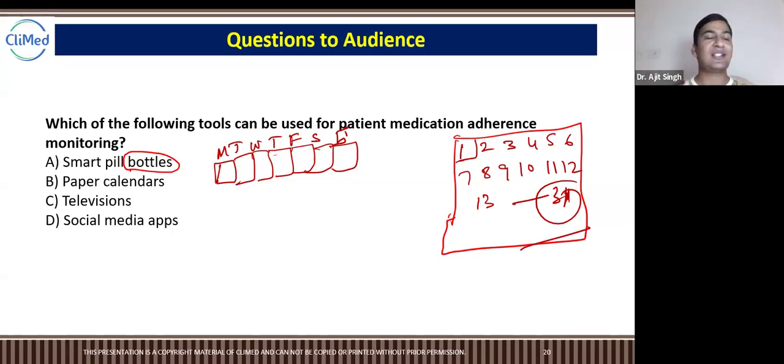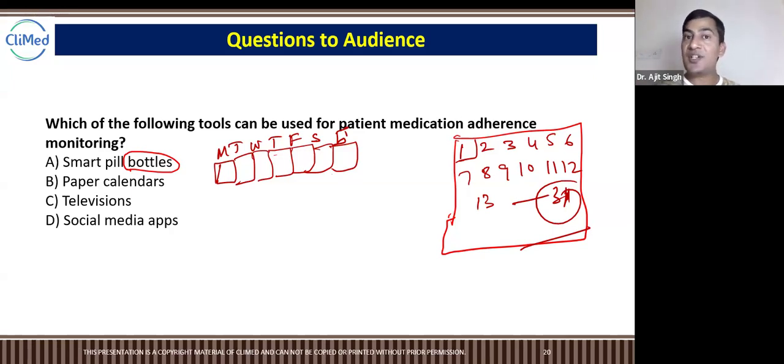About medication adherence, definitely to take the medication. It will not come and tell. The patient has to remember definitely, but it will be making it very easy, like at what time, which bottle should be taken and which drug should be taken. Understand? Smart pill bottles. Understood, guys? Yes or no?